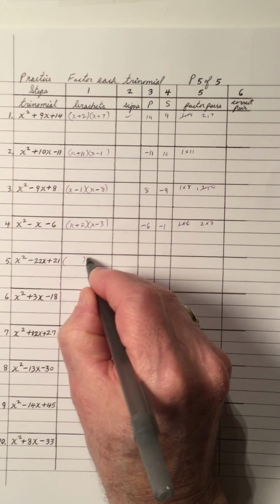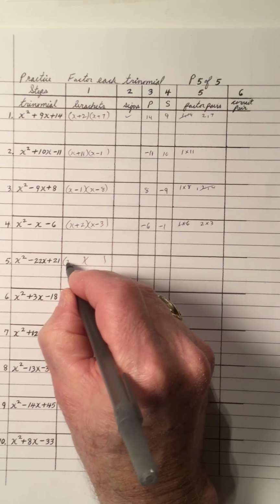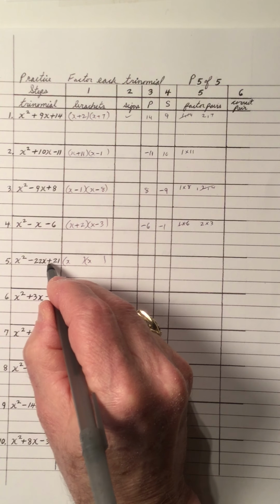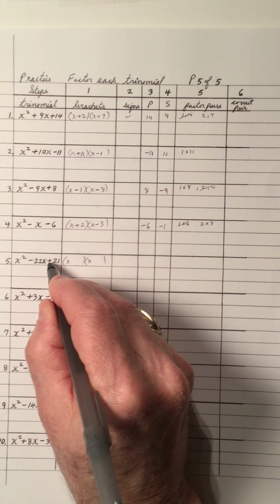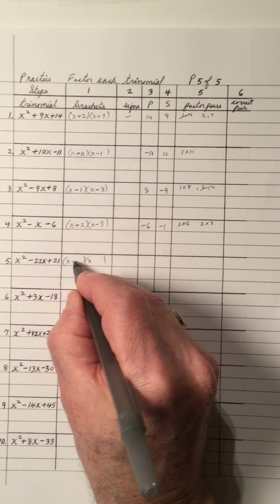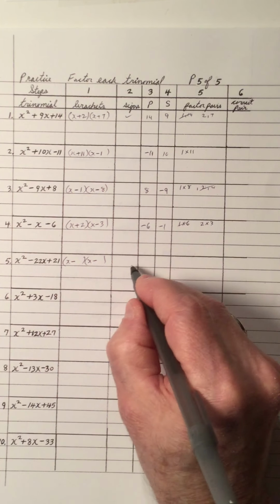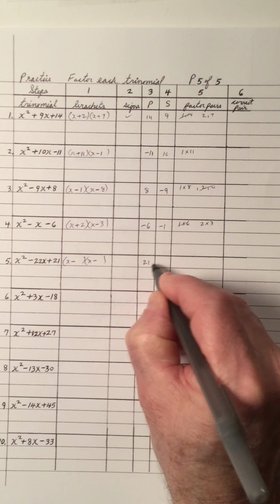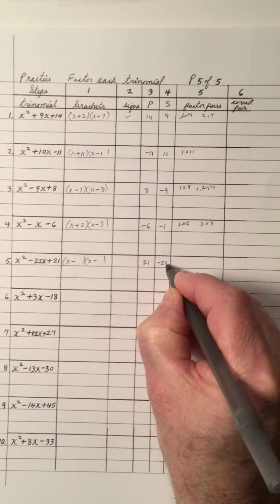Here we go, double bracket. X squared is x and x. You have a plus on the end, the product is positive, so therefore you'll have 2 of the middle signs, 2 minuses. Factors: product is 21, sum is negative 22.